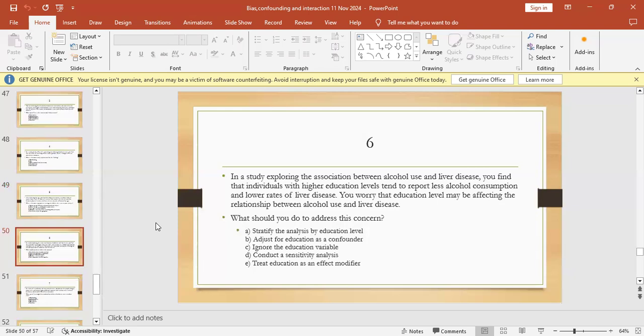You find that individuals with higher education levels tend to report less alcohol consumption and lower rates of liver disease. You worry that education level may be affecting the relationship between alcohol use and liver disease. What should you do to address this concern? Whether stratify the analysis by education level or adjust for education as a confounder, ignore the education variable, conduct a sensitivity analysis, or treat education as an effect modifier.